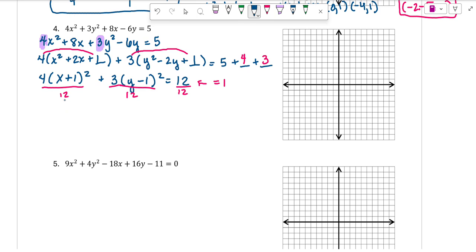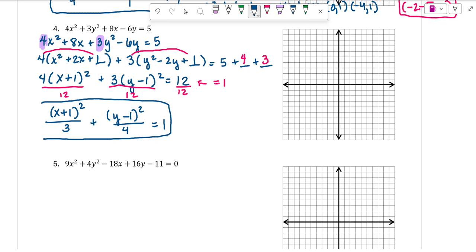Okay, so as we can see, 4/12 is a third, so this reduces to x plus 1 over 3, and then this is 3/12, so a fourth. And y minus 1 squared over 4 is equal to 1. This is the equation of our ellipse. Awesome. And then the task of graphing it comes down to, let's find the center from our equation, x, y. That's -1, 1.